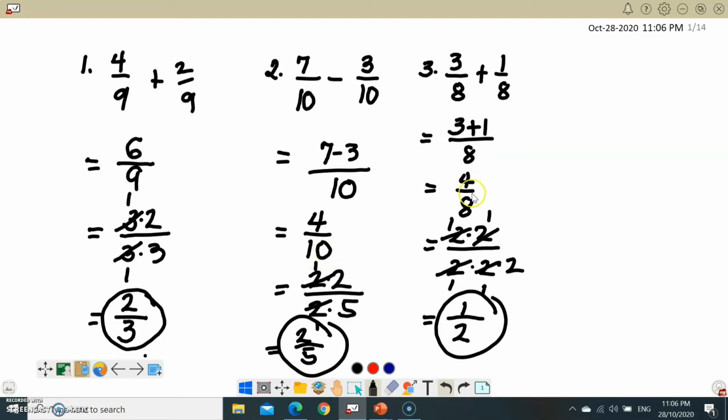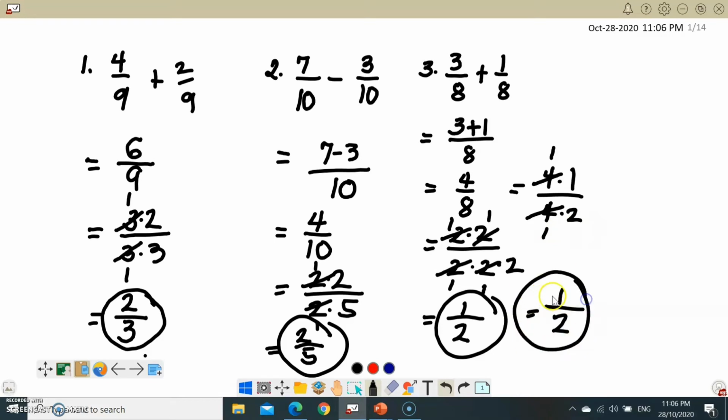We can also factor 4 over 8 as 4 times 1, and then 8 is 4 times 2. So we cancel 4 and 4. The quotient is 1. And 1 times 1 is equal to 1 over 1 times 2 is equal to 2. So the sum is still equal to 1/2.